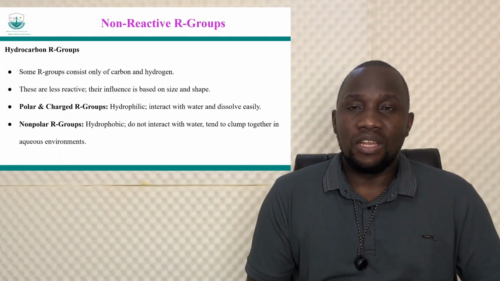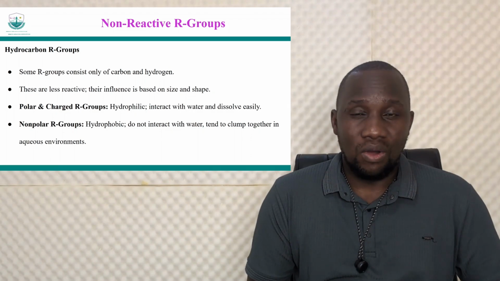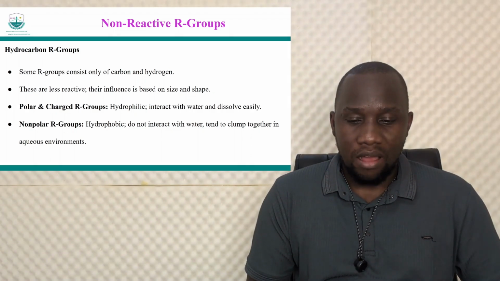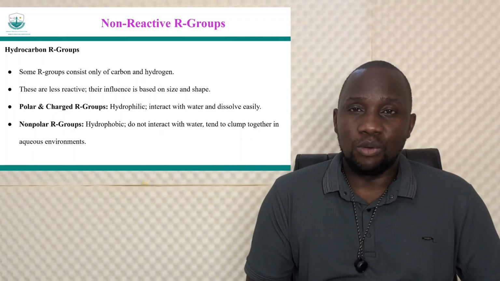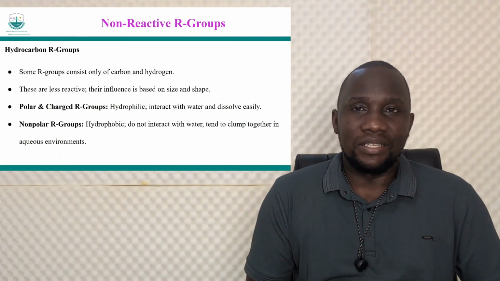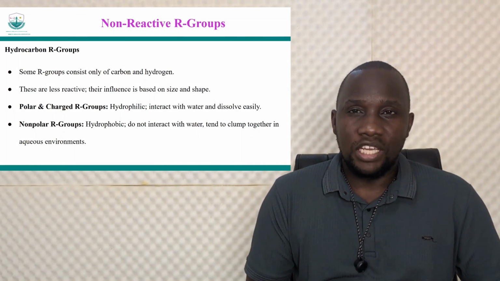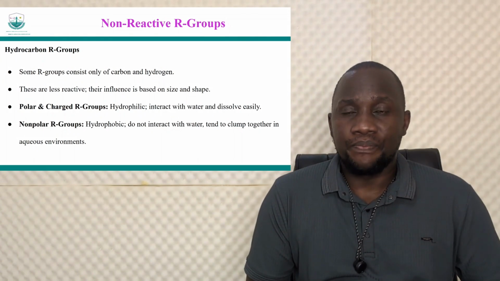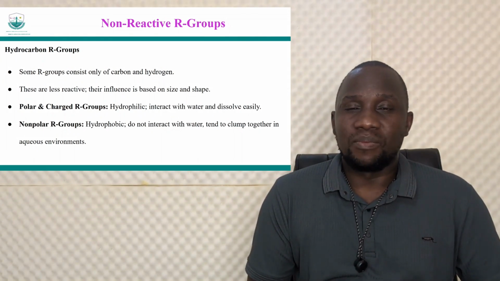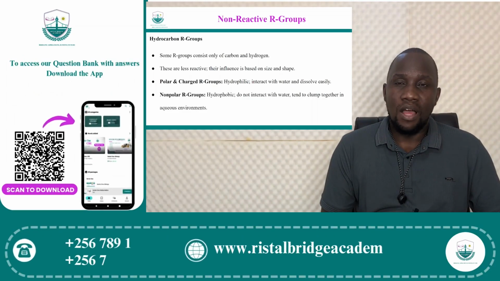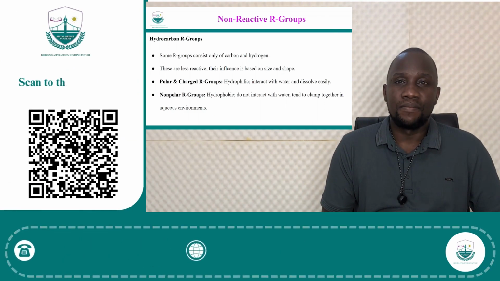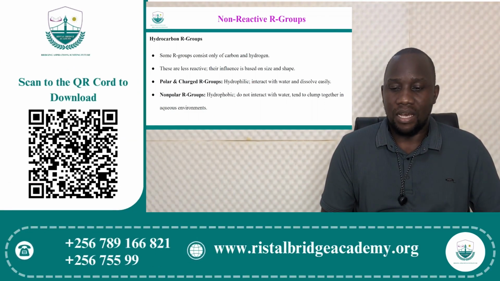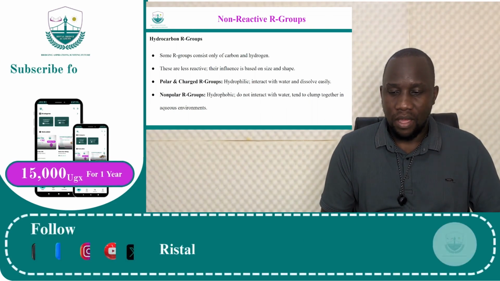Okay, so if you have a long chain of hydrocarbons, then you cannot expect to have a polar hydrophilic amino acid. So if you have a long chain of hydrocarbons in the place of the R group, you could expect that you have a hydrophobic, non-polar amino acid. Okay.